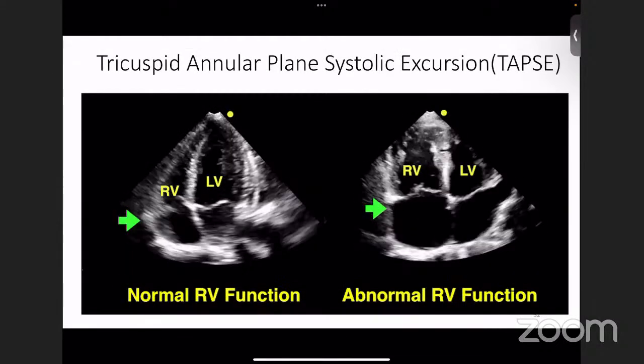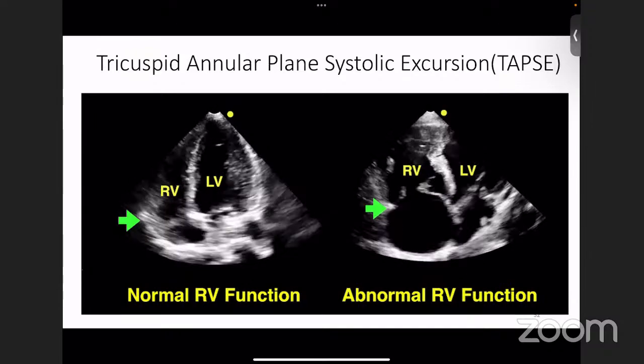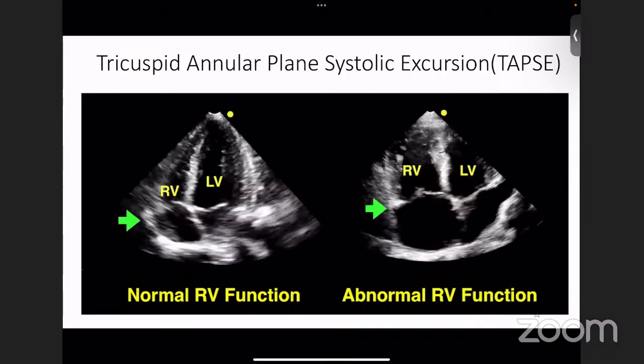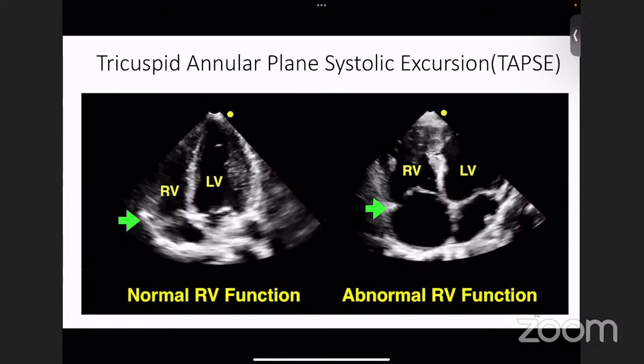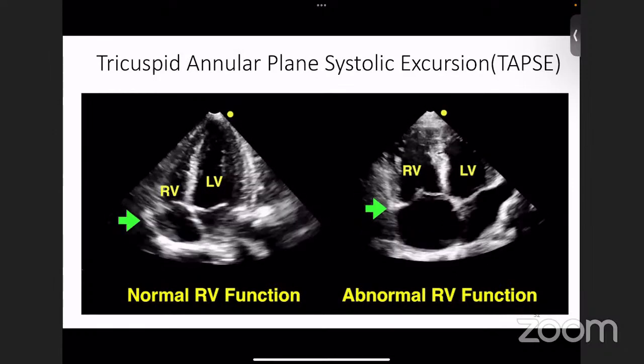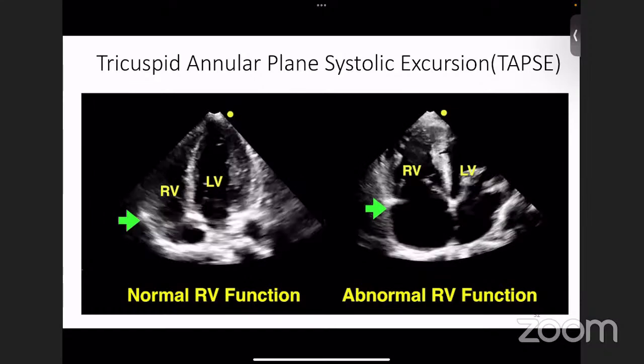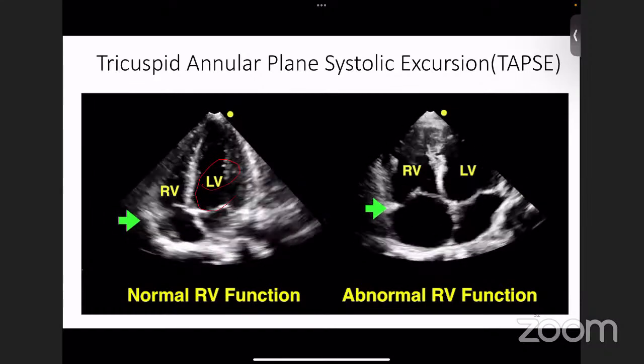Next, coming to the TAPSE. The TAPSE will help you assess the right ventricular systolic function. The left ventricle contracts in a concentric way.